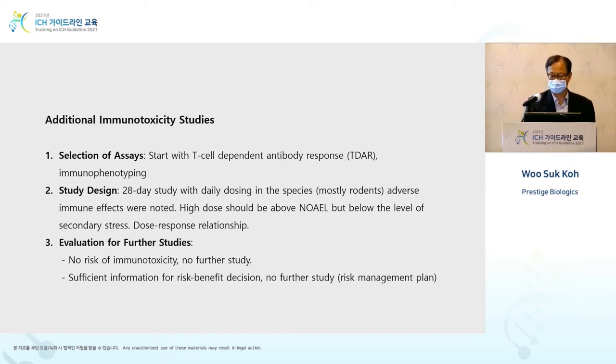When we start the additional immunotoxicity study, the first approach is the TDAR, T-cell dependent antibody response. This type of immune response is triggered only by T cell, and I will talk about it in more detail when I talk about the study design. FACS, or the immunophenotype, is already becoming an important tool, so this is quite widely adopted. And the testing procedure is relatively simple. Immunophenotyping can be used for the immunotoxicity study.